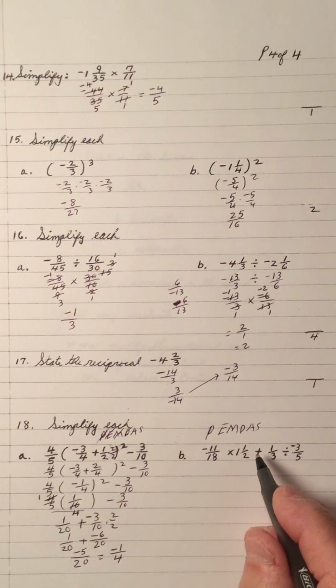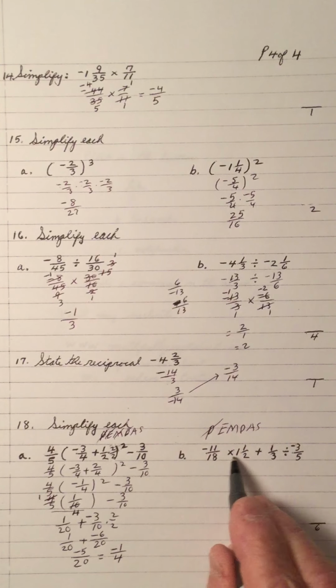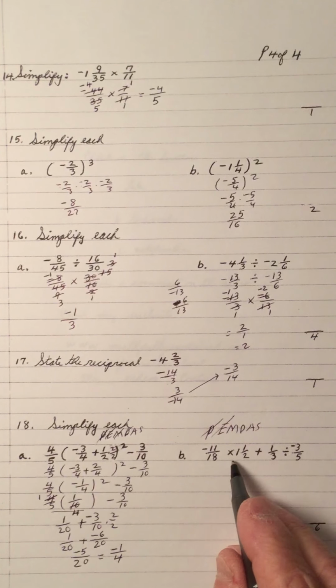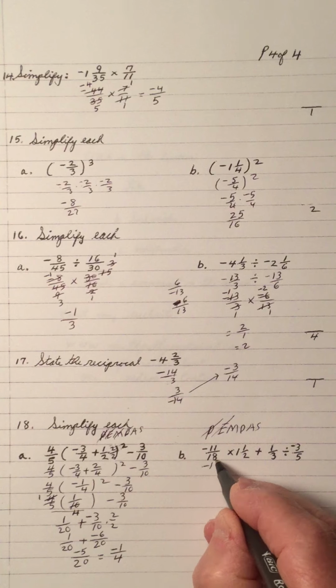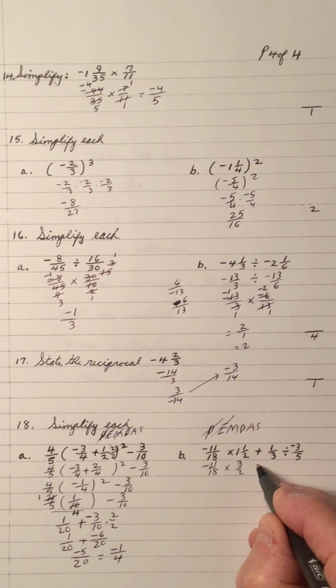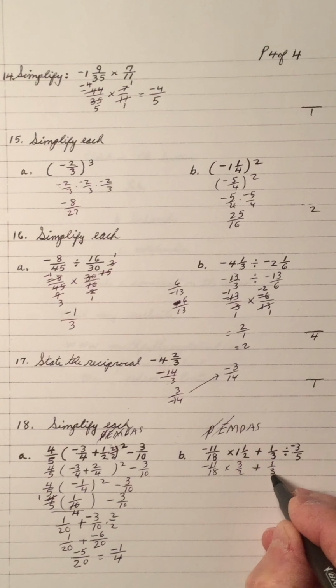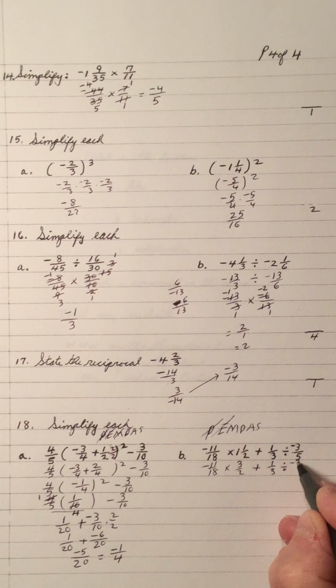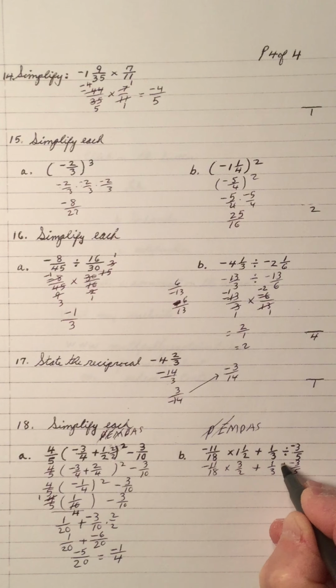P-E-M-D-A-S, order of operations. Any brackets? No. Any exponents? No. Now I better change my mixed numeral to an improper fraction. First, 1 times 2 plus 1 is 3 over 2. So if I do that, it makes these more workable.